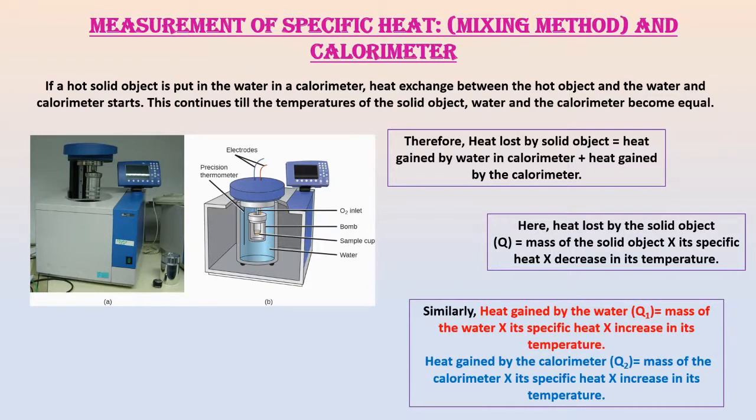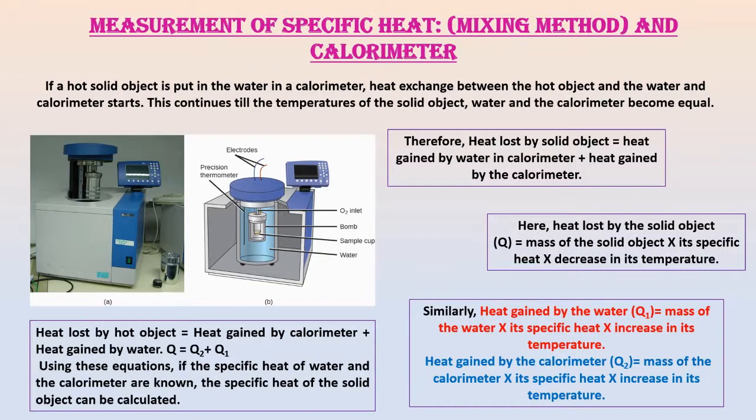Similarly, the heat gained by water, which we denote by Q1, is equal to the mass of the water times the specific heat of water times the increase in its temperature. Why increase? Because the water has gained heat energy, and that's why there is an increase in the temperature. Similarly, the heat gained by the calorimeter, denoted by Q2, is equal to the mass of the calorimeter times its specific heat times the increase in its temperature.